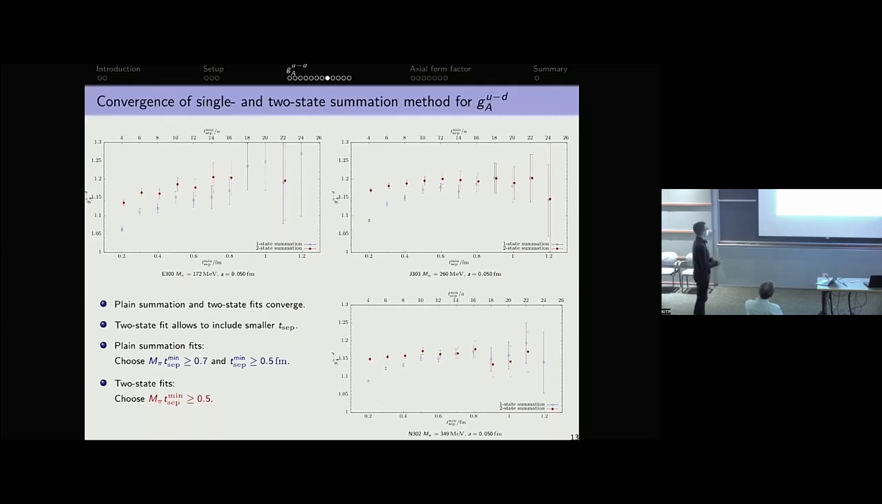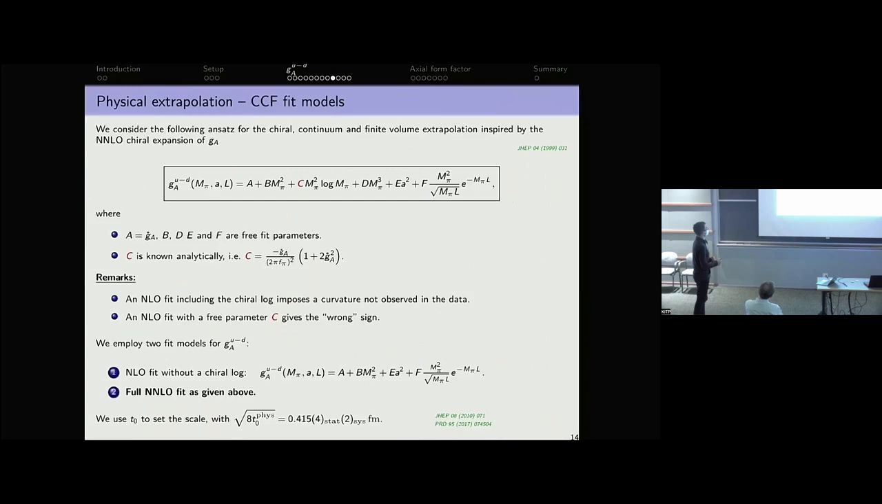After we dealt with excited states, you still have to do the physical extrapolation. For this, we again consider an ansatz given by or inspired by chiral perturbation theory. This is the fit model shown here. It is inspired by next-to-leading-order chiral perturbation theory for g_A, plus a term to take care of the lattice spacing and one to take care of the infinite volume extrapolation. In this model, A, B, D, E, and F are free fit parameters, where A is just the axial charge in the chiral limit. And this coefficient C is known analytically. It comes out of chiral perturbation theory.